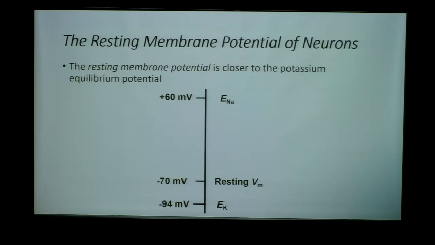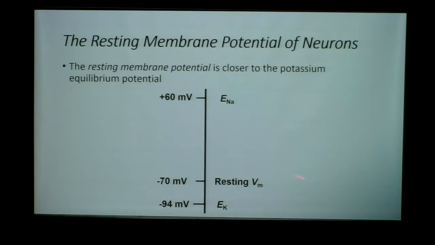What is creating that small difference between potassium's equilibrium potential and the resting membrane potential? Why is this more like potassium's equilibrium potential? Why does the resting membrane potential look more like the equilibrium potential? We kind of mentioned it. Why is it more influential on the RMP?